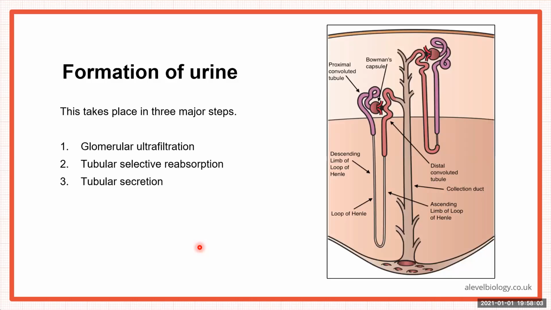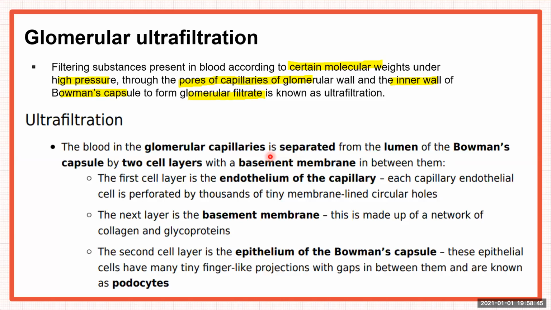So in the previous video, we talked about excretion and the role of the liver in excretion. Then we talked about the gross structure of the kidneys and the structure of the nephrons. So now we'll be specifically talking about the function of nephrons in the formation of urine. This takes place in three major steps. The first and foremost is glomerular ultrafiltration. Then comes tubular selective reabsorption, and then comes tubular secretion.